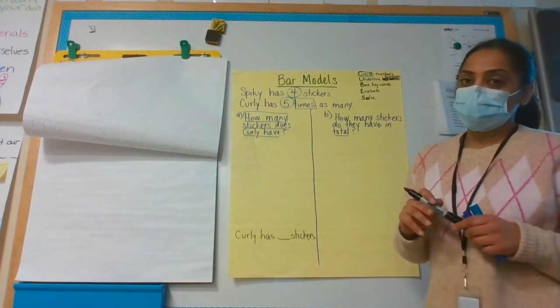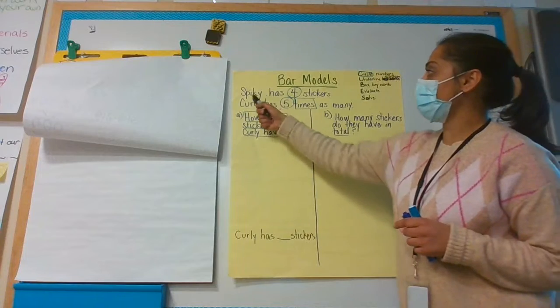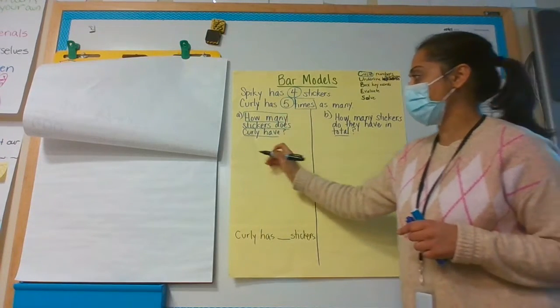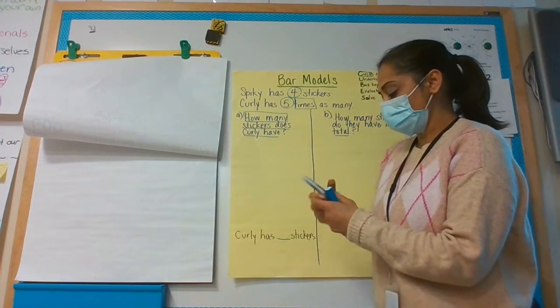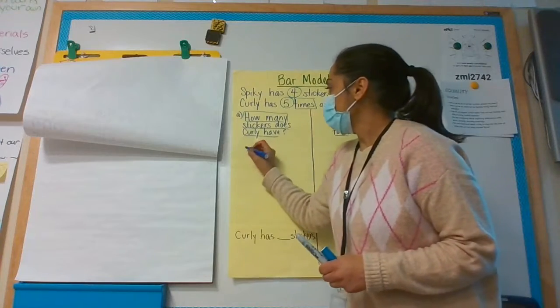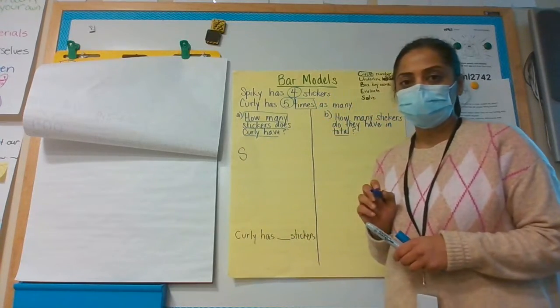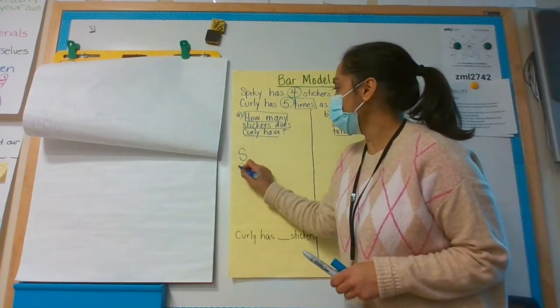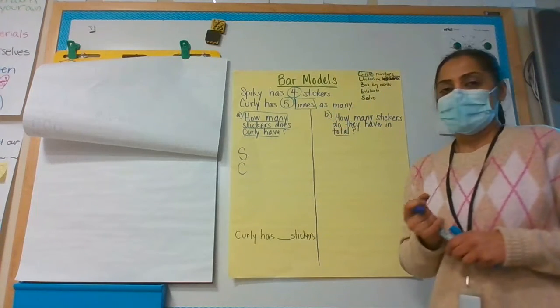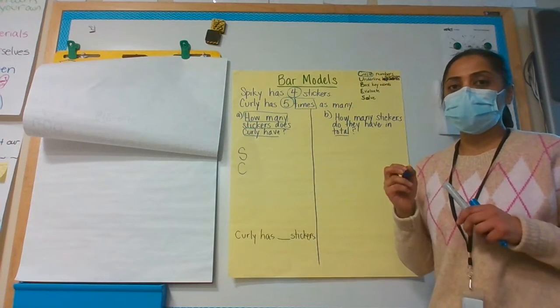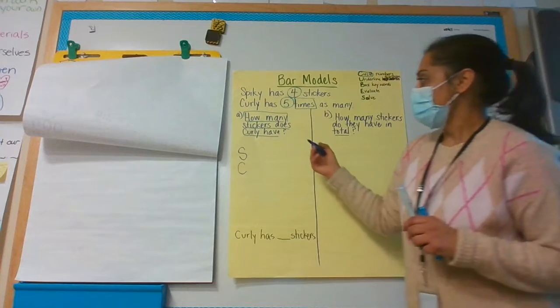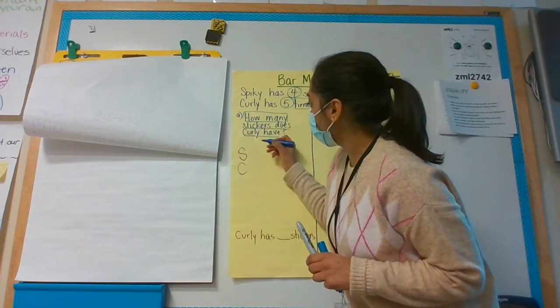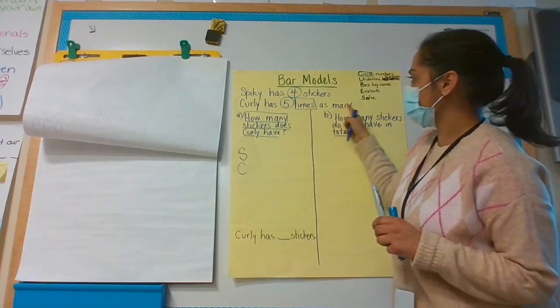And I use the information that I already have, right? So I know that Spiky has 4 stickers. So I'm going to write S for Spiky. I'm going to use different colors so we can see. S for Spiky and C for Curly. We know that Spiky has 4 stickers. So I'm going to draw a box. Now I know that Curly has 5 times as many.